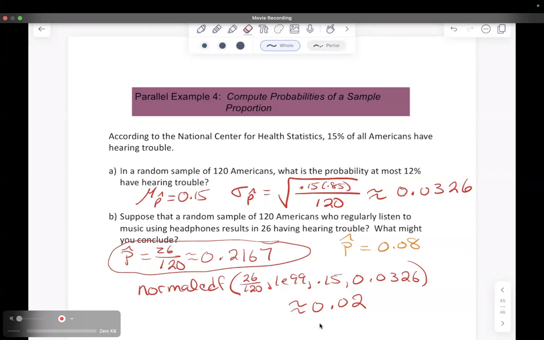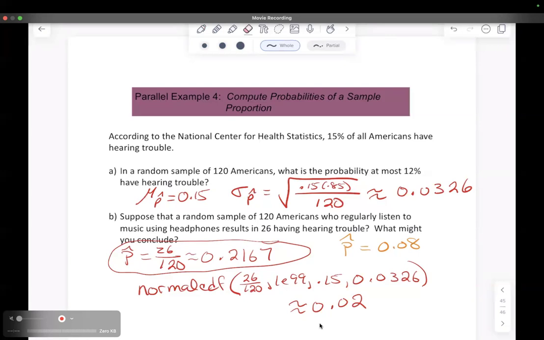So if I took a whole bunch of samples of size 120, 2% of them would have 26 out of 120 people with hearing trouble. So it's unlikely that you would get a random sample with 26 out of 120 people if the actual proportion was 15%.